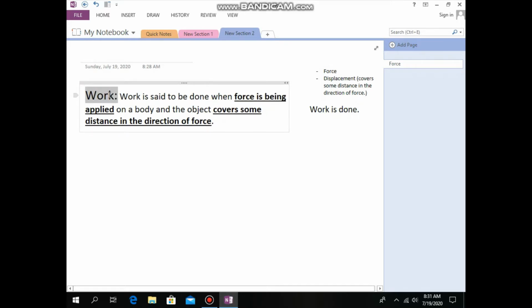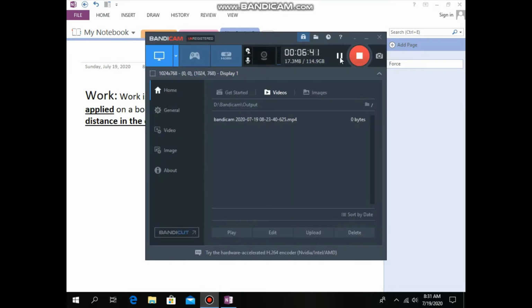The definition of work will not be difficult at all. You can make your own definition. What is work? Work is said to be done when force is being applied on a body and the object covers some distance in the direction of force.